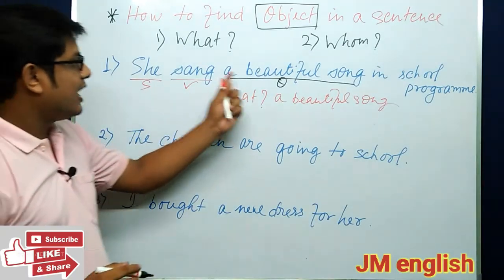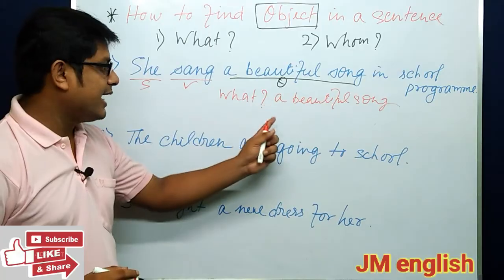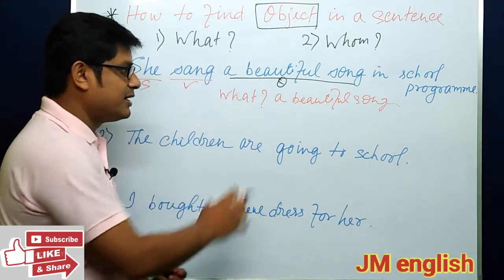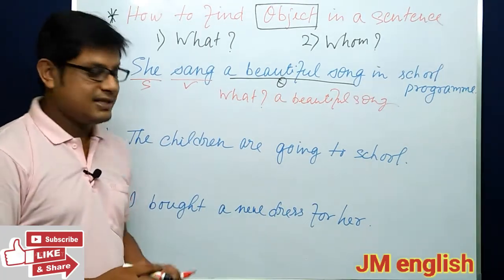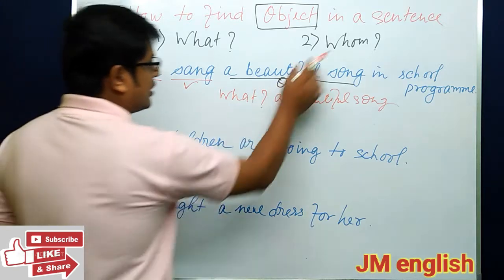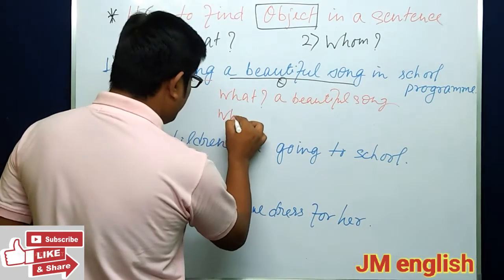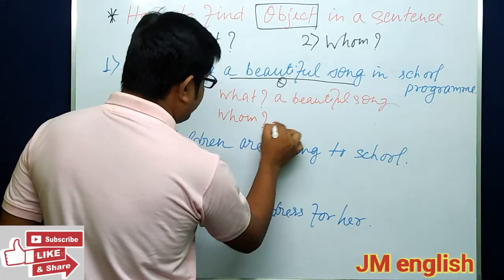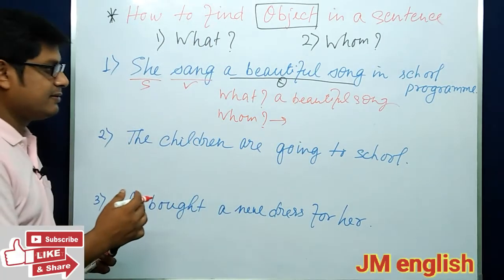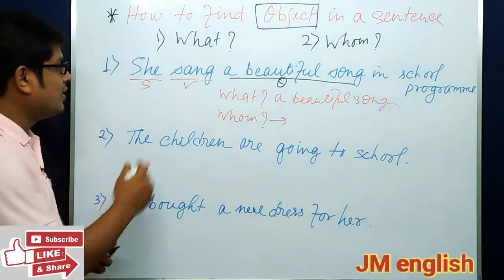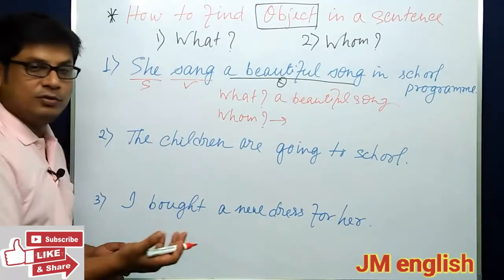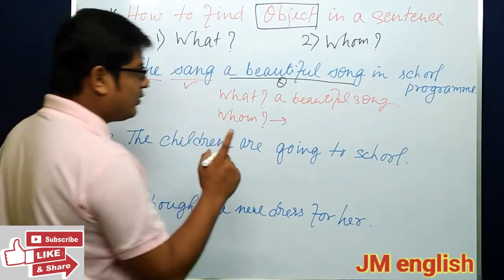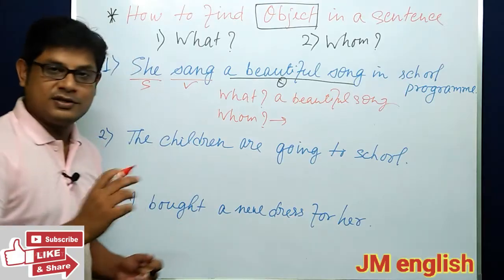She sang a beautiful song, and this is the answer of this question, what, and it becomes the object of the sentence. And now if you use this one, whom, now you ask this, and I think there is no answer. Whom she sang? No, there is no answer. So there is only one object, that is a beautiful song.